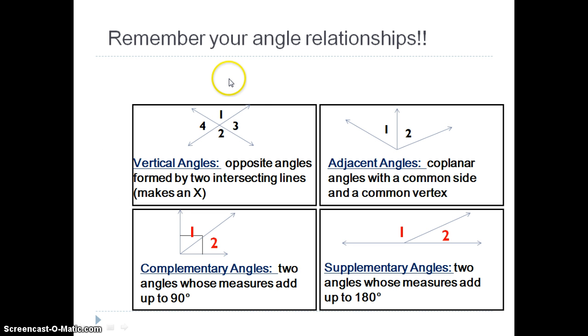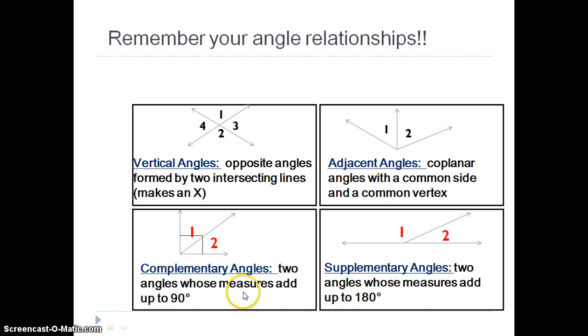Remember that vertical angles are opposite angles formed by two intersecting lines. So on this first one, angles 1 and 2 are vertical angles, and angles 3 and 4 are vertical angles. Also remember that vertical angles are congruent. Adjacent angles are angles that are next to each other. They have to share a common side.